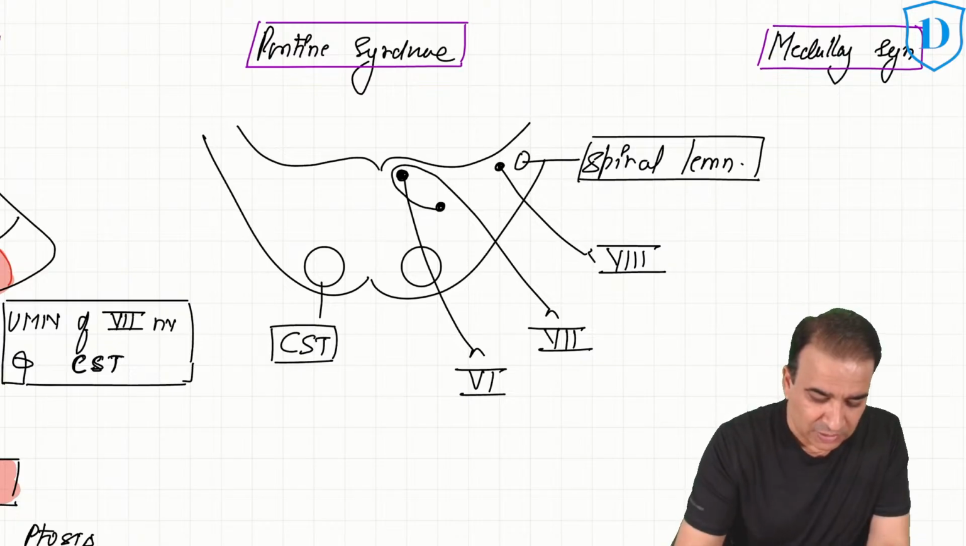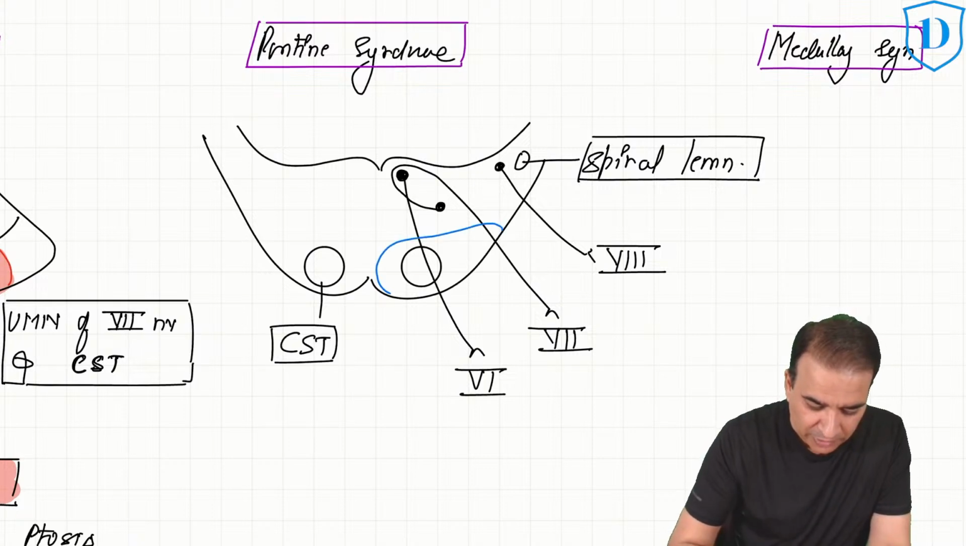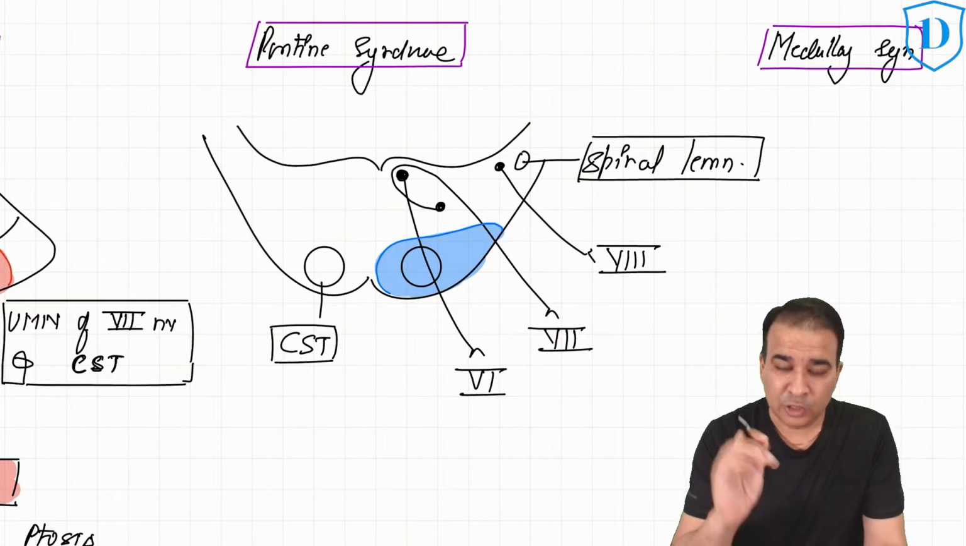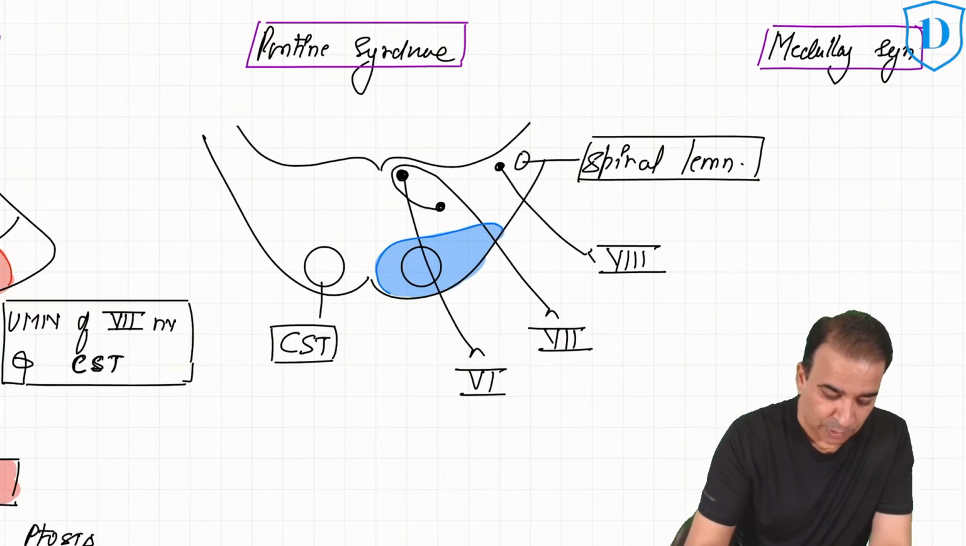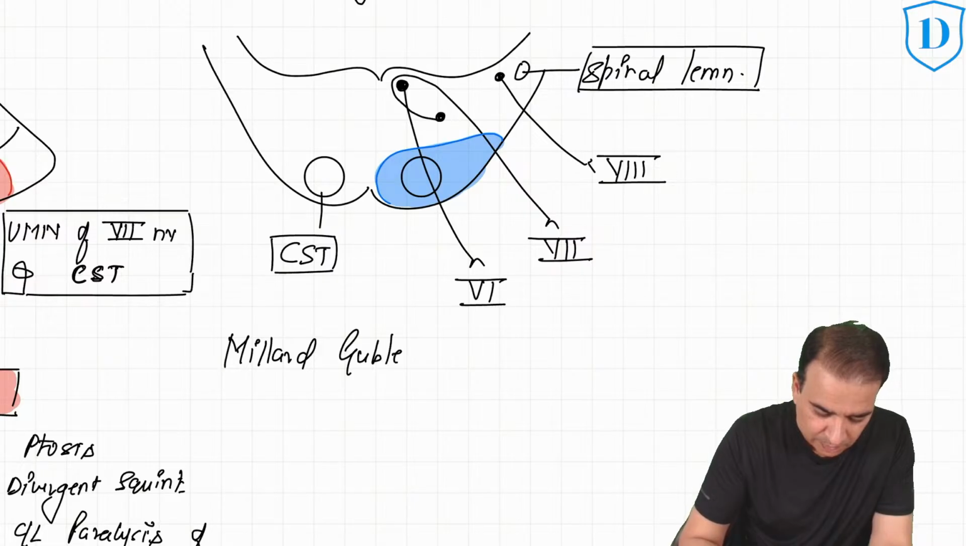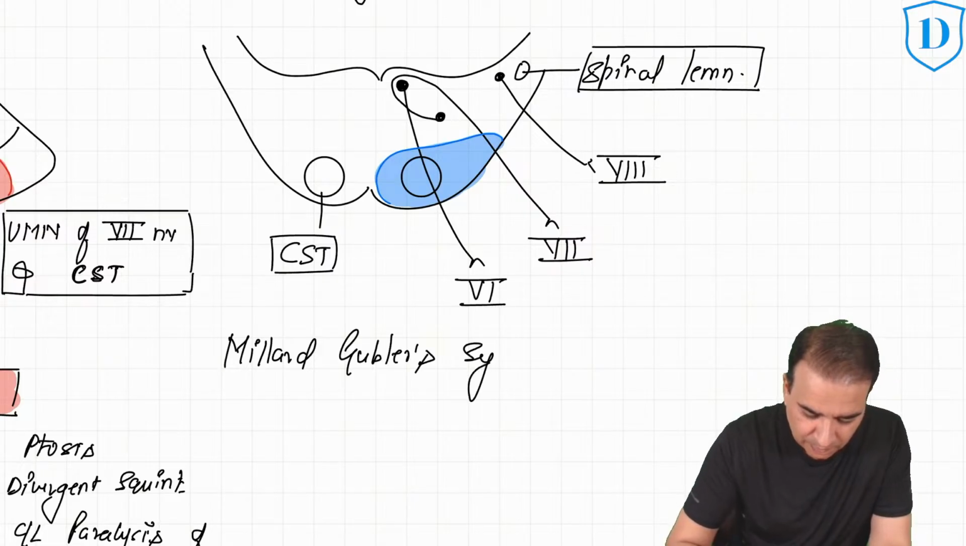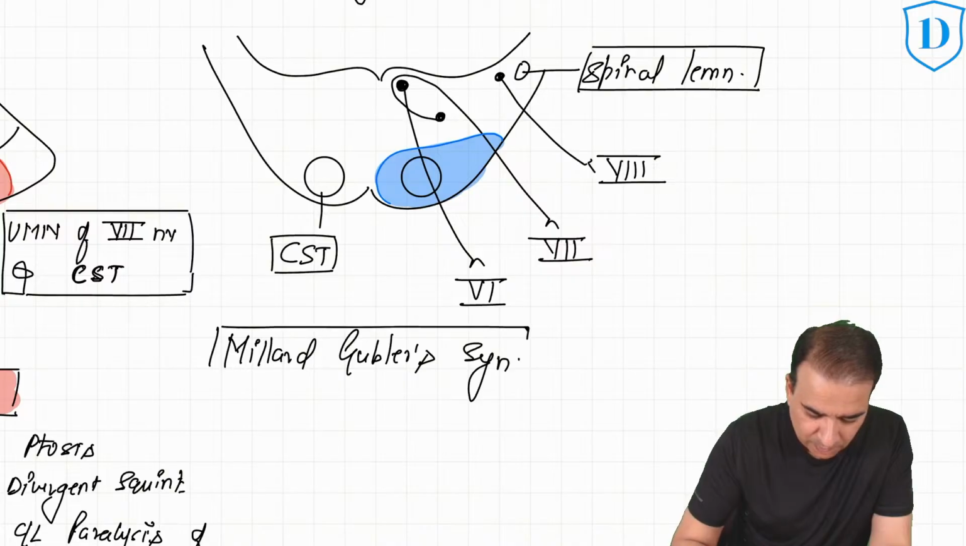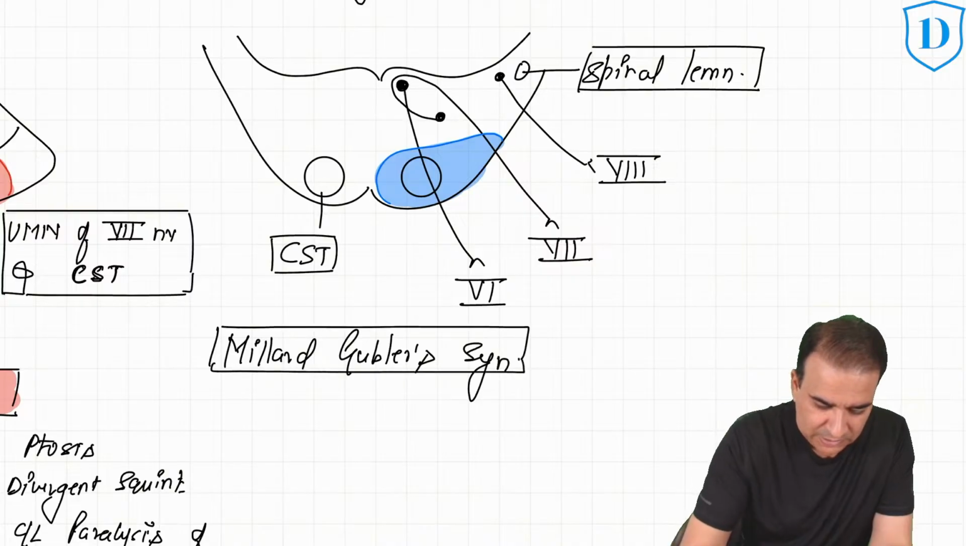There is one syndrome that affects the ventral part of the basilar part of the pons, in which these structures are involved, guys. Look at the involvement of the corticospinal tract, sixth nerve and seventh nerve. The important syndrome on which questions can be asked is Millard-Gubler syndrome. What I have marked here in blue is the Millard-Gubler syndrome.